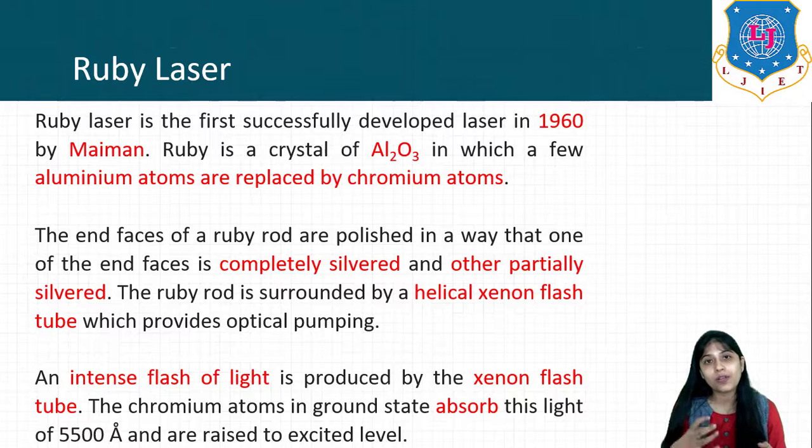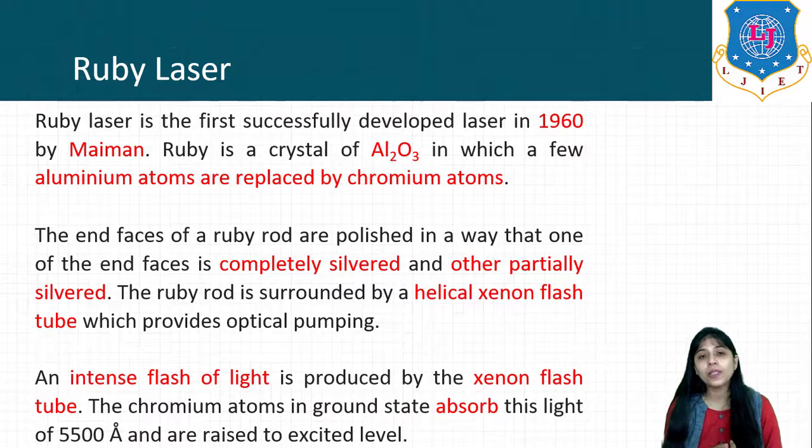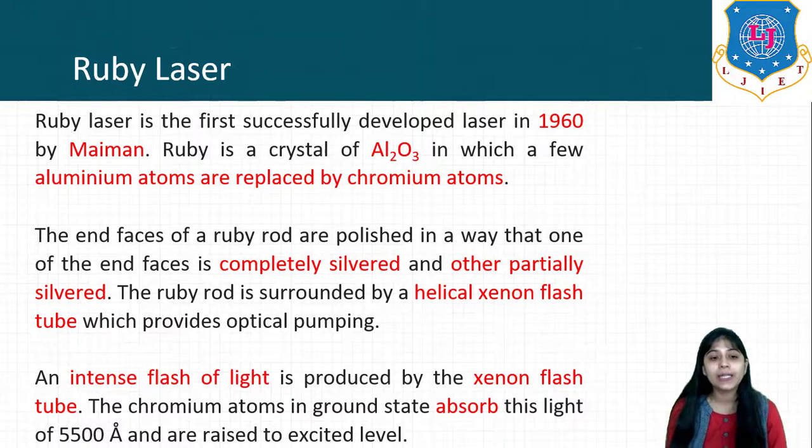The optical resonator is required for the amplification, so this type of polishing is done. Then this ruby rod is surrounded by a helical xenon flash tube, which provides for optical pumping. Then an intense flash of light is produced by the xenon flash lamp. Then the chromium atoms in the ground state absorb this light of around 5500 angstrom wavelength and are excited to the excited level.